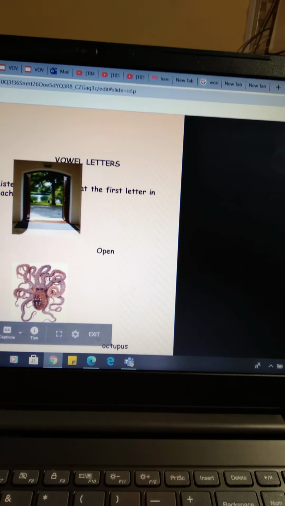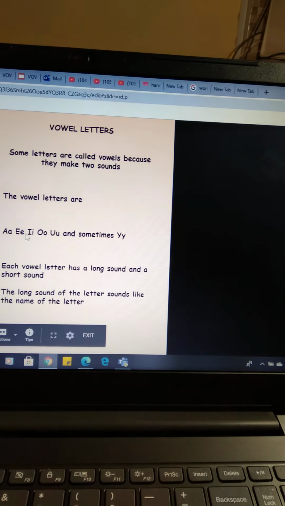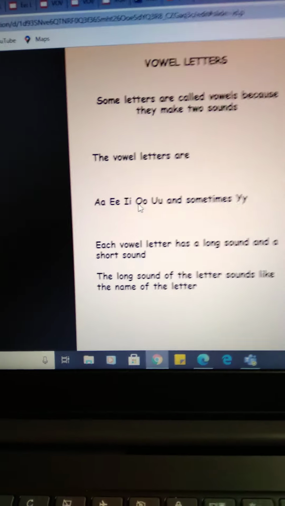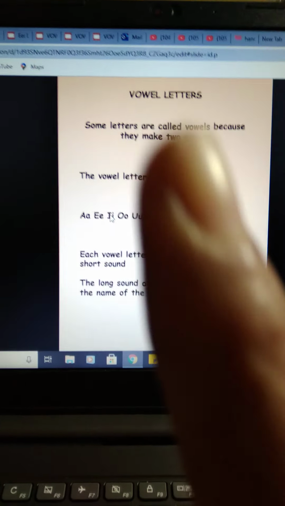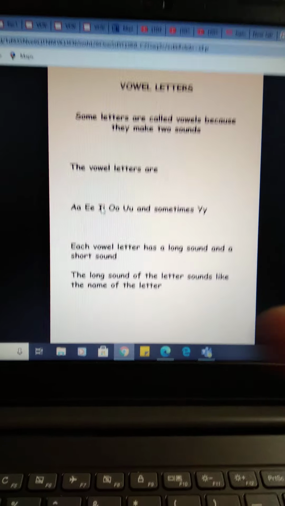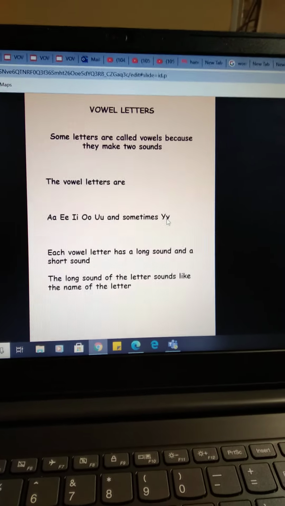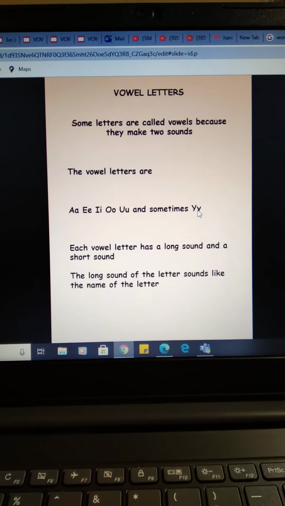And so these are the vowel letters, and this is what you have to learn: A, E, I, O, U. These are called vowel letters because they make two sounds. Other letters in the alphabet, most times they make one sound. There are exceptions to that, but most times they make one sound. Y can sometimes be a vowel letter because sometimes it can make two different sounds.